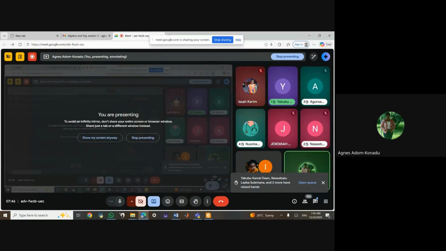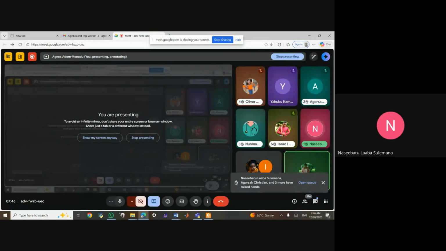Any other? I can see another hand. Sulim Laba, you have something for us? Yes, madam. The intersection of two sets are the elements that are common to both sets. Okay. So when I have two sets, the elements that are common to both sets are the intersection. Thank you, madam.